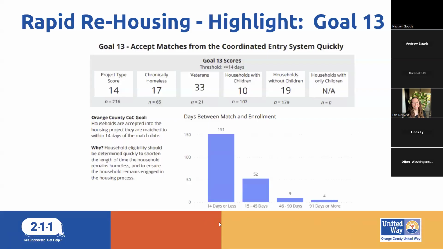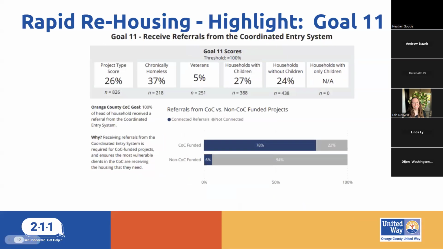And the next goal I'd like to highlight is Goal 11, which is receiving referrals from the coordinated entry system to ensure that the highest priority clients are receiving the housing resources that they need to end their homelessness. This goal compares the number of new enrollments in the housing project during the reporting period to the number of completed referrals the housing project had during the reporting period. Completed referrals means that a household was matched to a housing opportunity through the coordinated entry system, and that match resulted in an enrollment in a housing project at that agency.